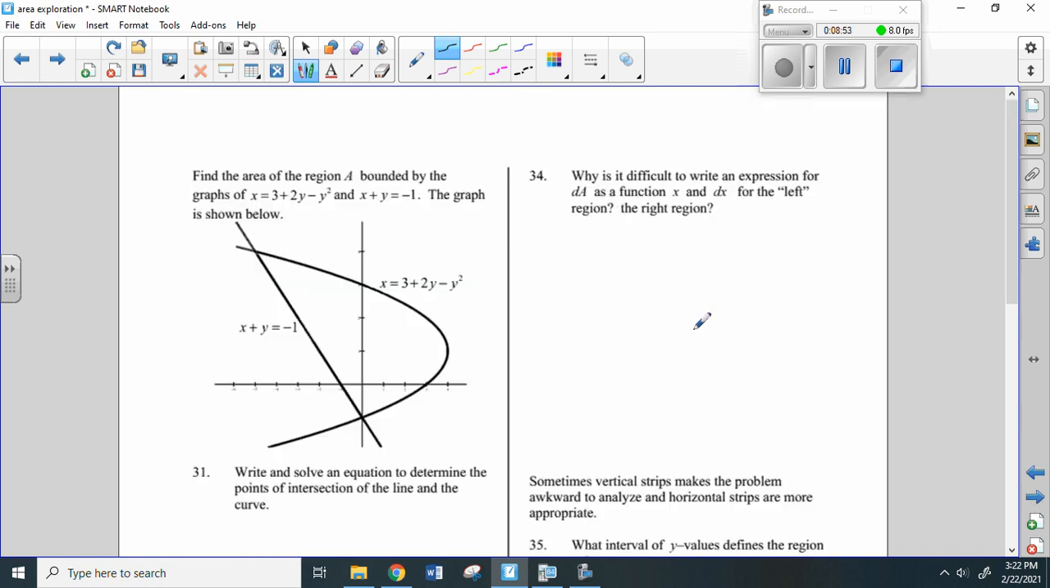And in the next one, I'm actually changing the curves completely. It says find the area of region A, but we're going to change it to D so that I can label my video appropriately. Okay, so that was region C, and I'm going to do another video for region D.